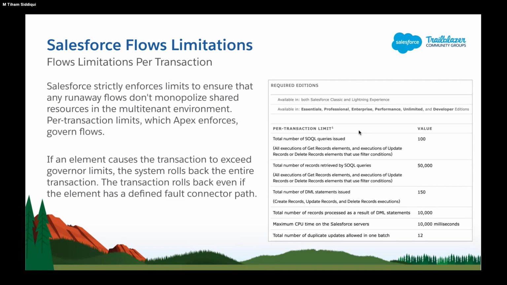So we see that the total number of SOQL queries issued is 100, meaning 100 SOQL queries can a flow have. Total number of records retrieved by SOQL queries is 50,000. Total number of DML statements issued is 150, and the total number of records processed as a result of DML statements is 10,000. The maximum CPU time on the Salesforce server is 10,000 milliseconds, and the total number of duplicate updates allowed in one batch is 12.